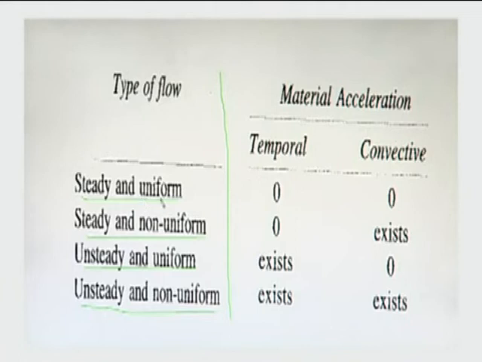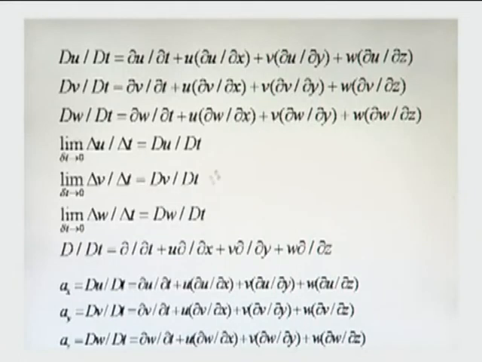So, if we have a steady and uniform flow, in this case what happens to del u over del t? Since the flow is a steady flow, u is not a function of time. When u is not a function of time, it means this is 0. u does not vary with time. So, this is 0 if the flow is a steady flow.